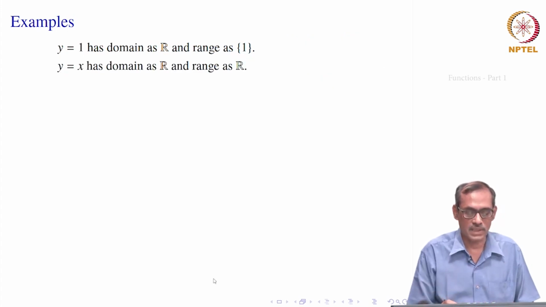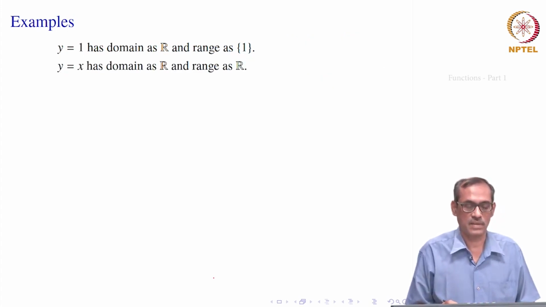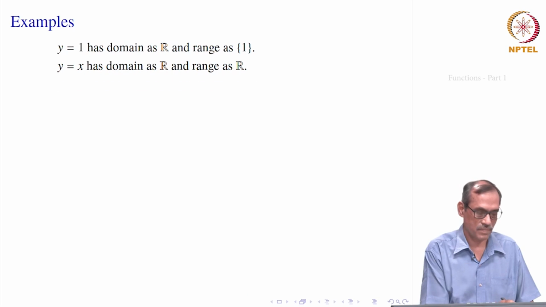We will take one more example, say y equal to x. So, that means it is f of x equal to x for every x in R. This is called the identity function. Its domain is R, codomain is R, and range is also R.